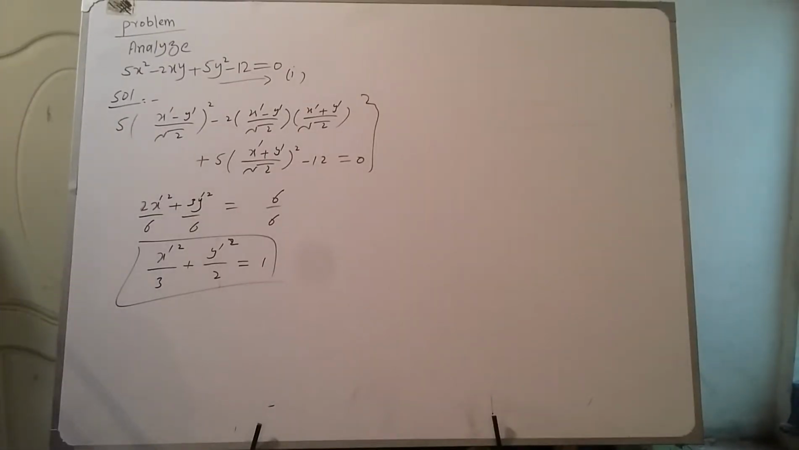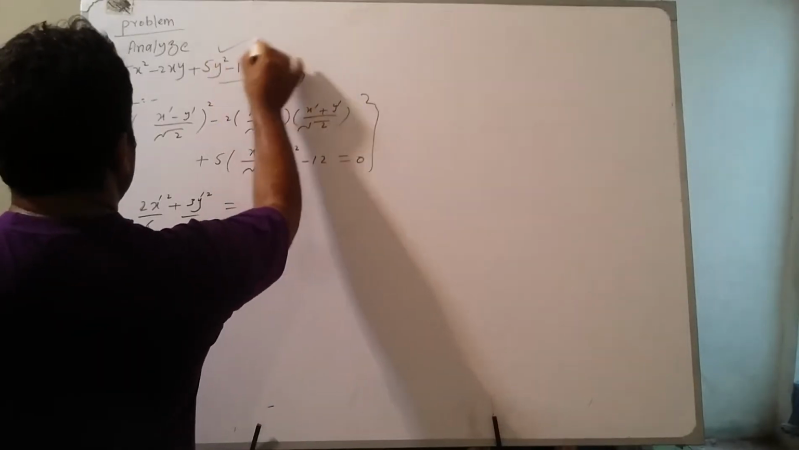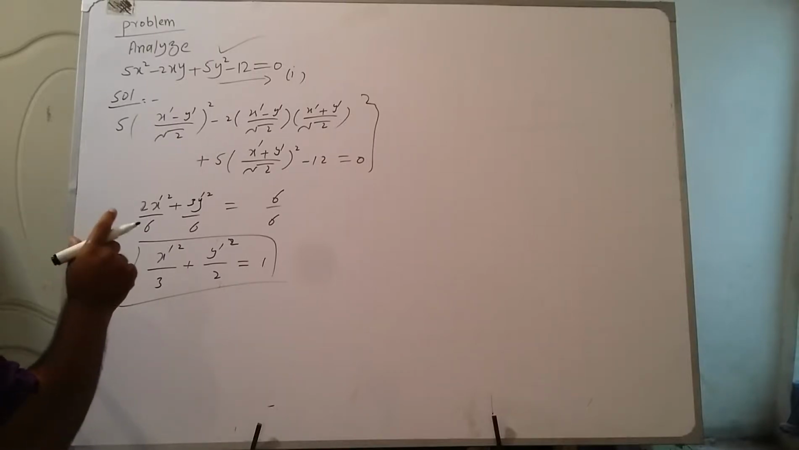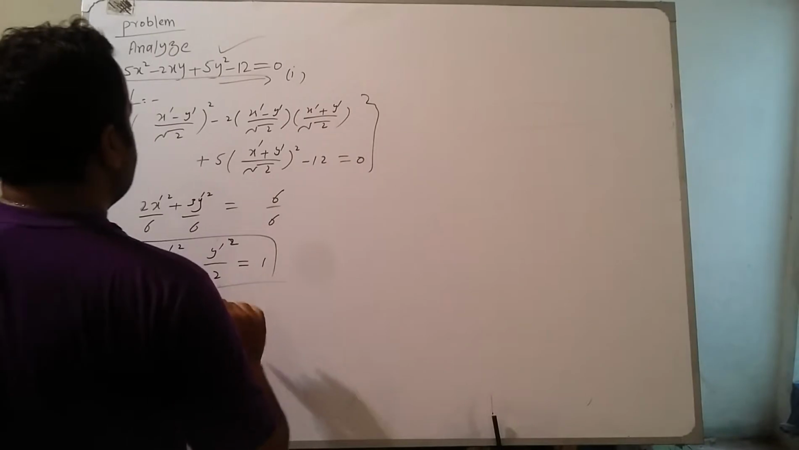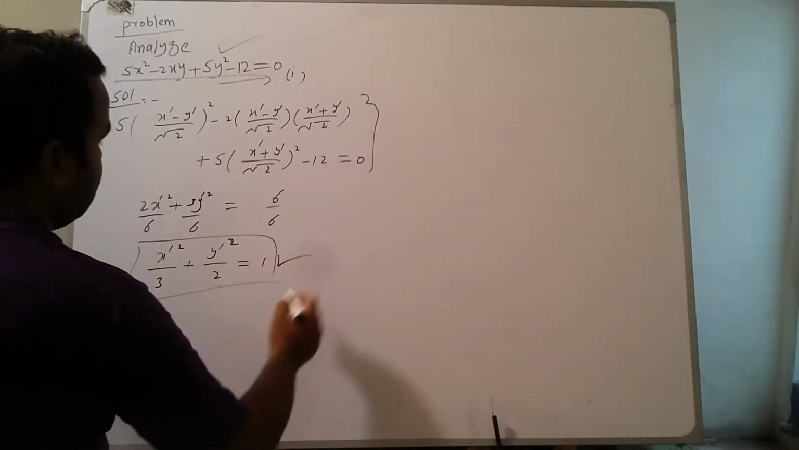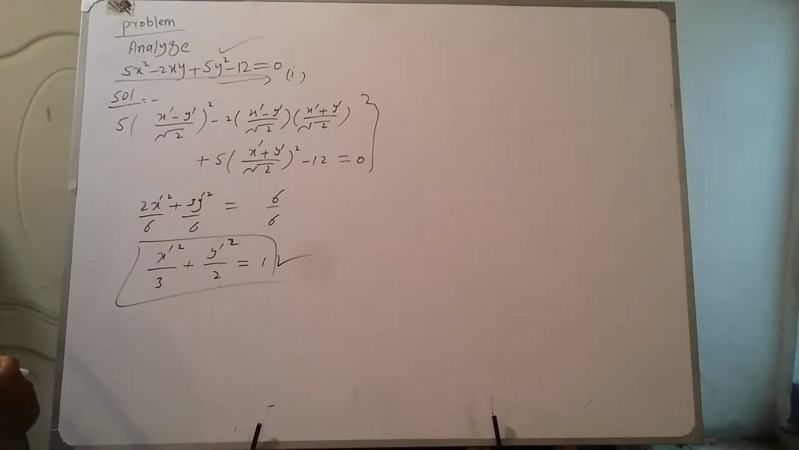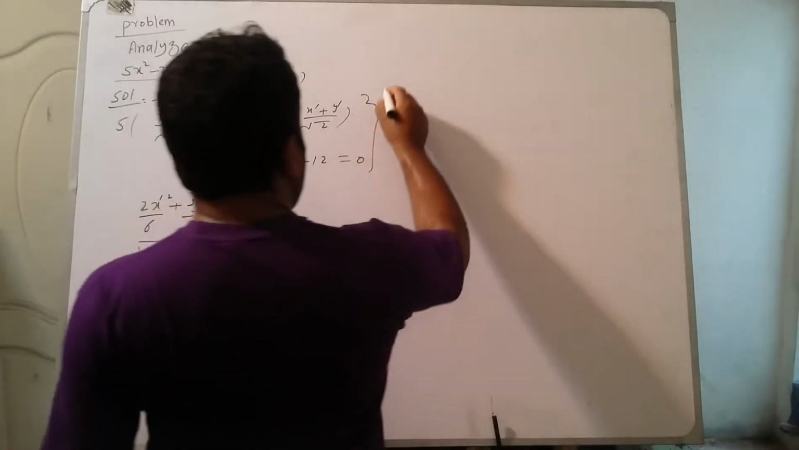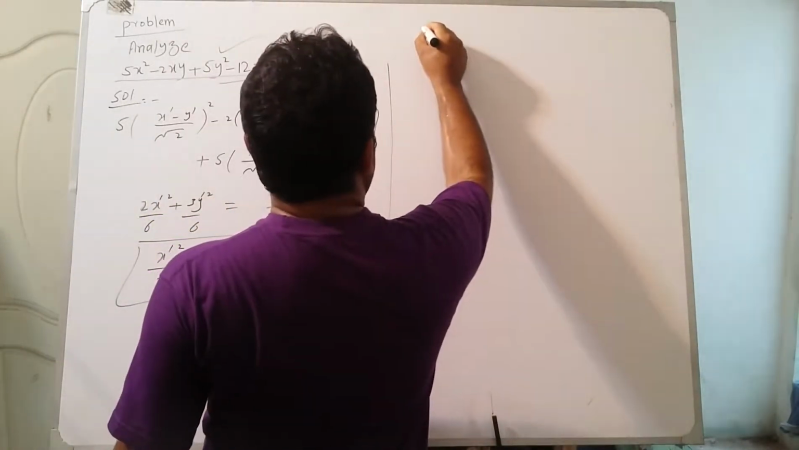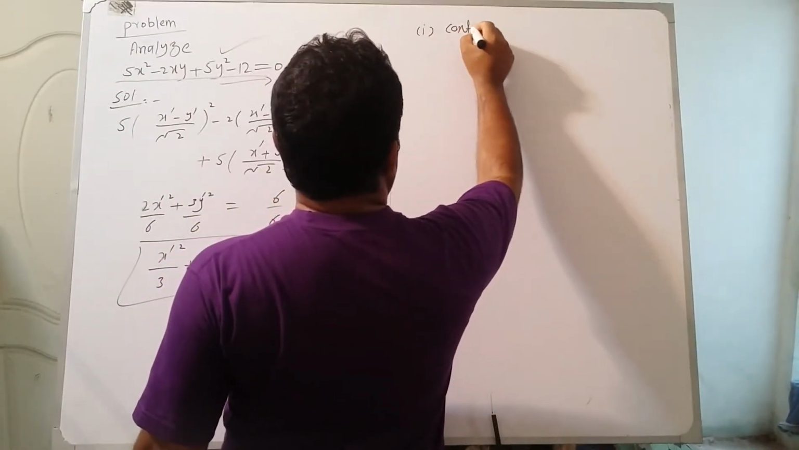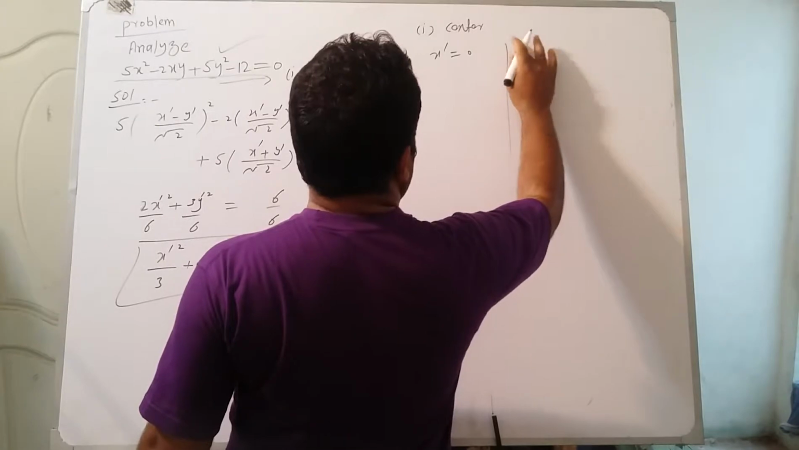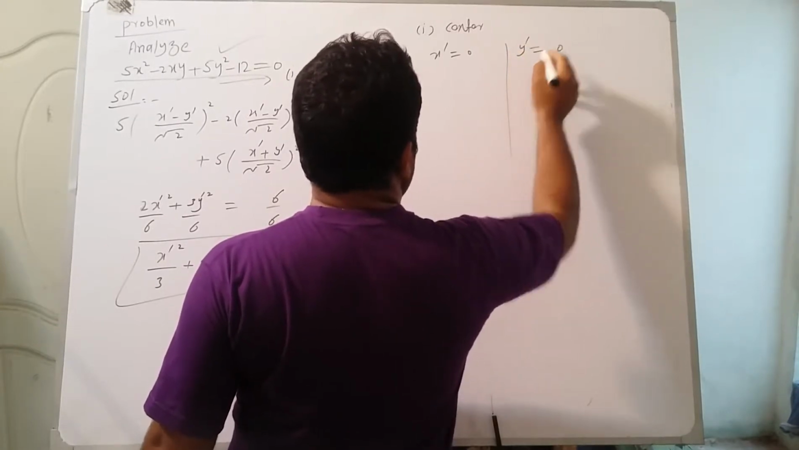So we have analyzed that this general equation of second degree represents an ellipse. Since it represents an ellipse, we will find the center and foci. What will be its center? For the center, x dash is equal to 0 and y dash is equal to 0.